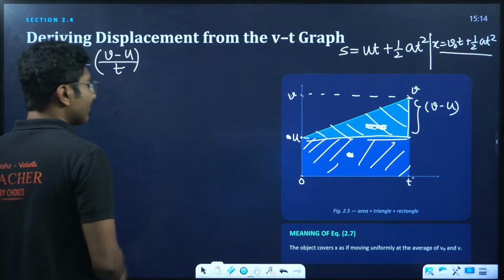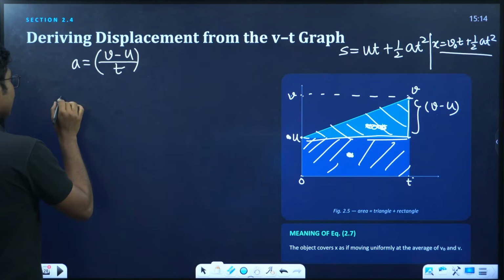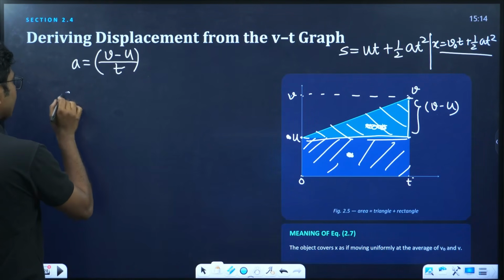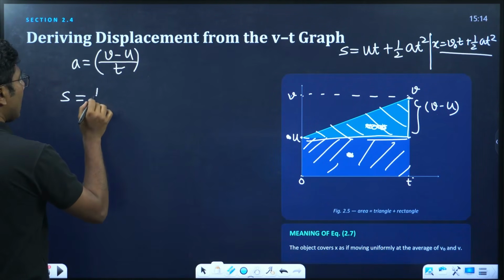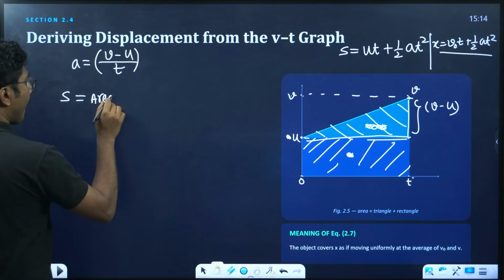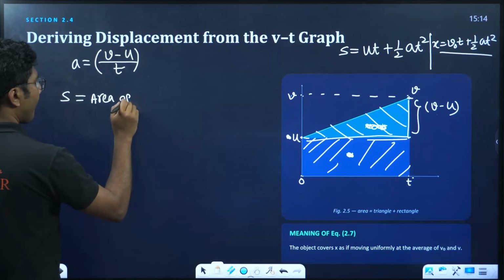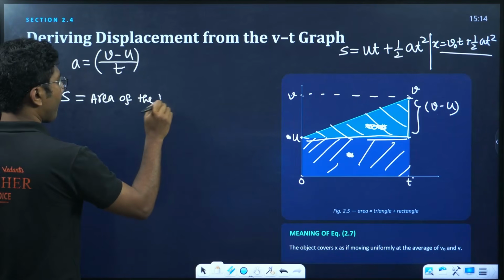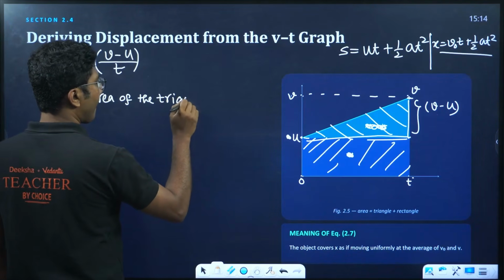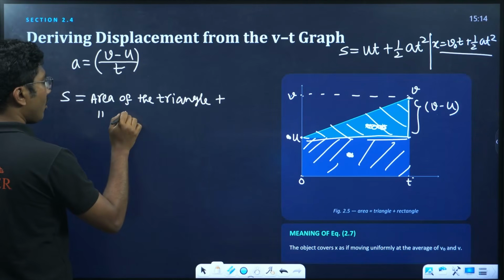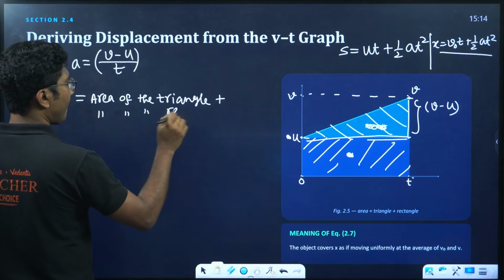Now we are going to calculate the distance, which is given by s, which is the area of the triangle plus the area of the rectangle.